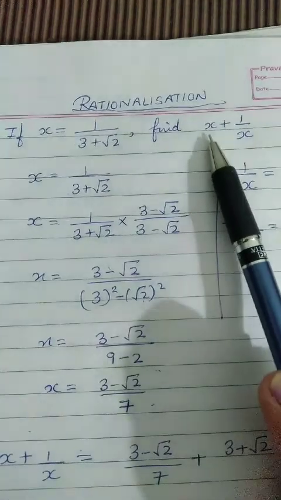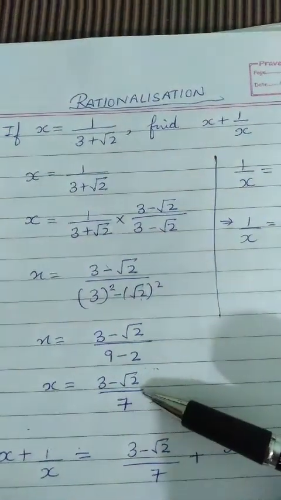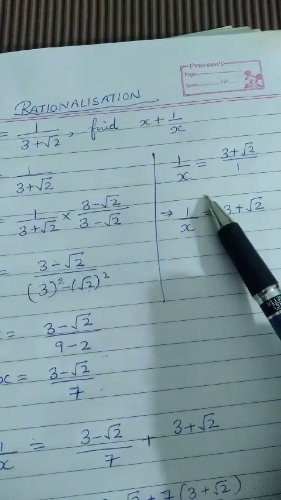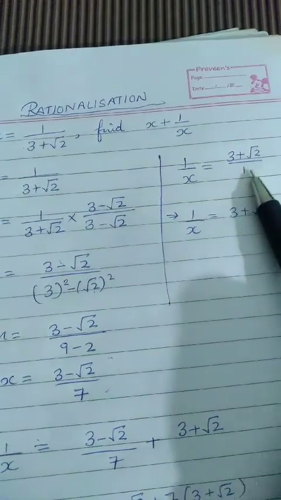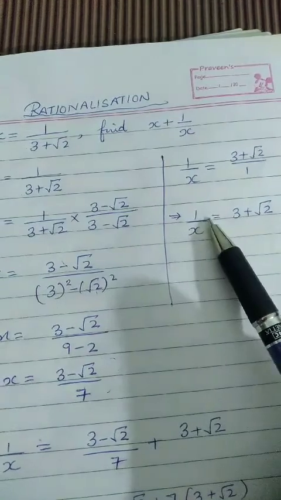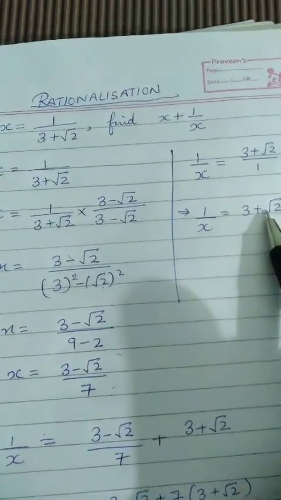Now you have to find the sum of x and 1 by x. Now x is in the standard form. Check 1 by x. What is 1 by x? 1 by x is 3 plus root 2 upon 1. That is with a rational denominator, so it is fine. We can take the value of 1 by x as 3 plus root 2.